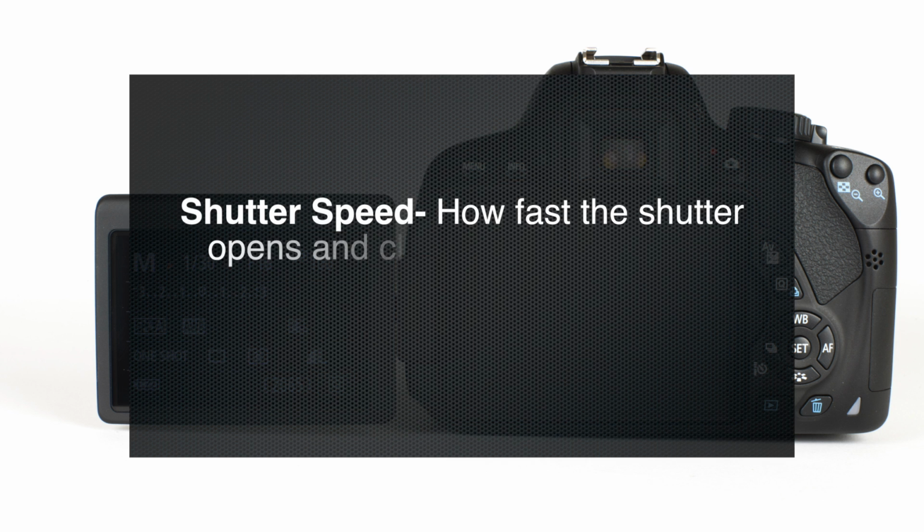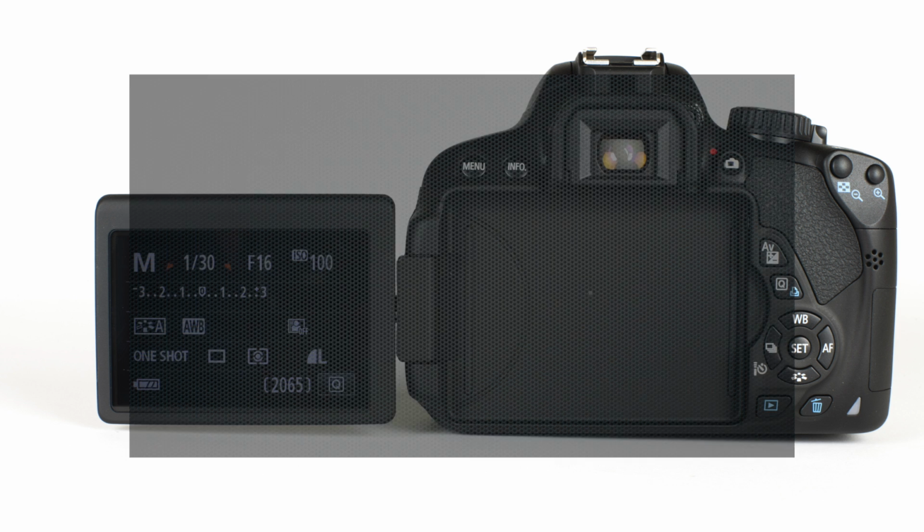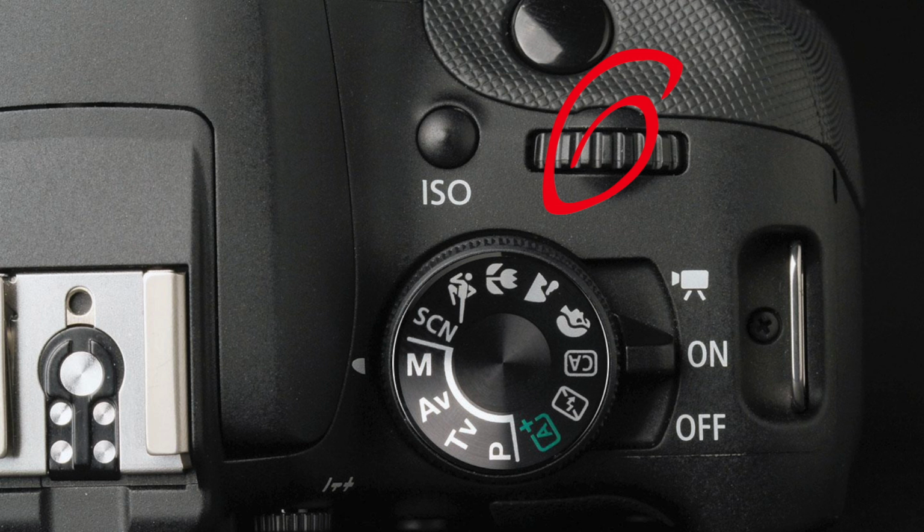Shutter speed determines the speed of the shutter. Pictures are generally taken in fractions of a second. This small amount of time is the time that the shutter is open to allow light into the sensor, which is how the image is recorded. You can see the shutter speed here and adjust it using this dial.